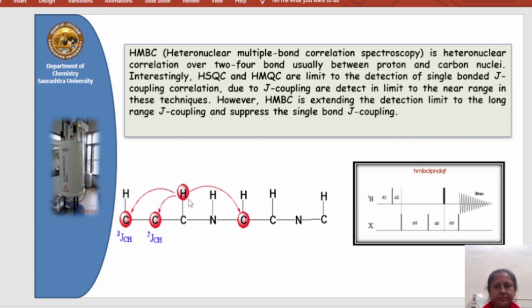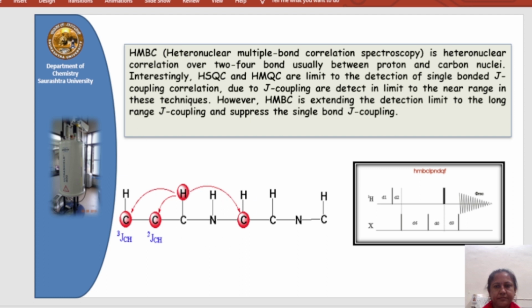What is that? This is known as 1J coupling: when this H correlates with this carbon, it is known as 1J coupling. Now this H correlates with this carbon, which means one bond from hydrogen to carbon, and a second bond from carbon to carbon. That is known as heterocoupling, where the H interacts with this carbon, so it is known as 2J coupling. If it correlates with this carbon, that is 1, 2 and 3 bonds, so it is known as 3J coupling. The same thing is possible here, and this other one is also a 2J coupling.